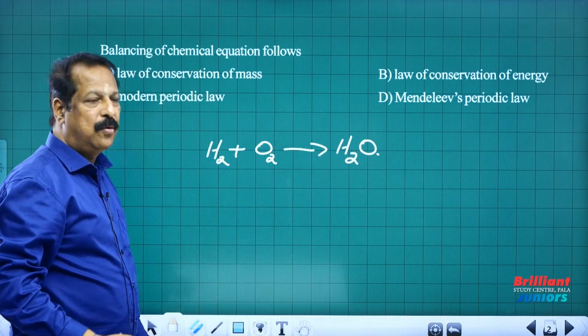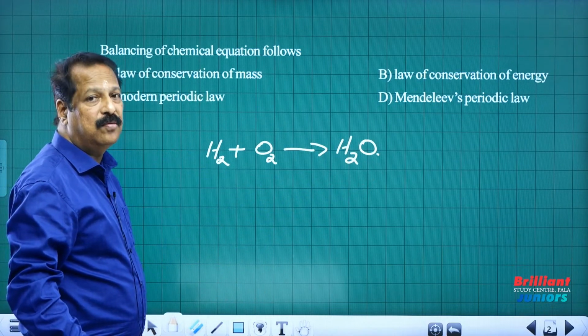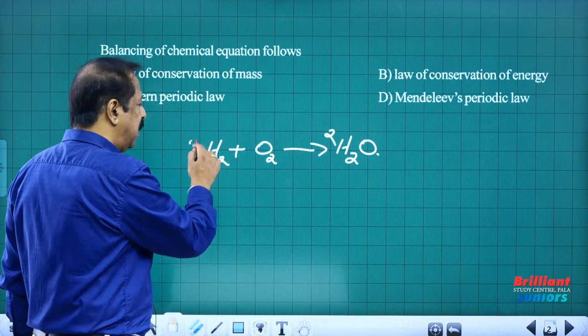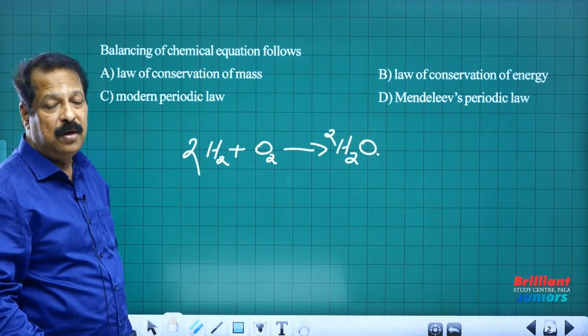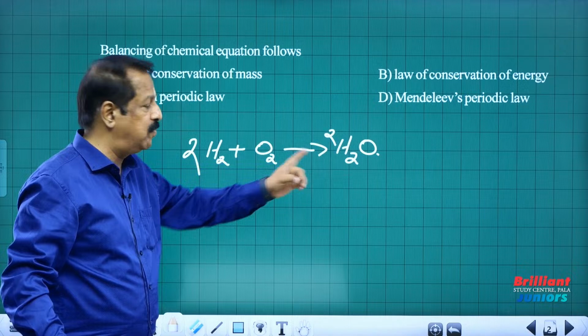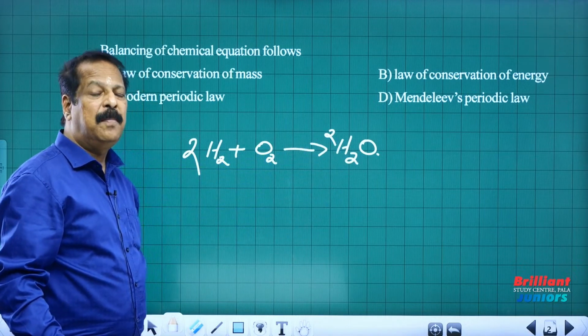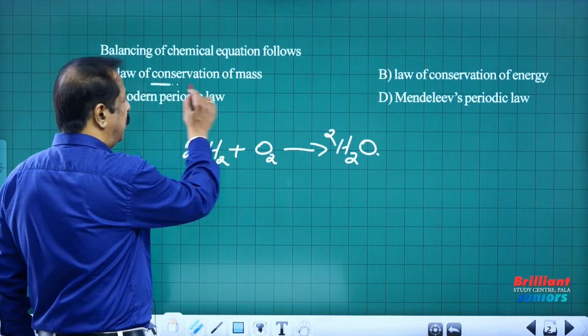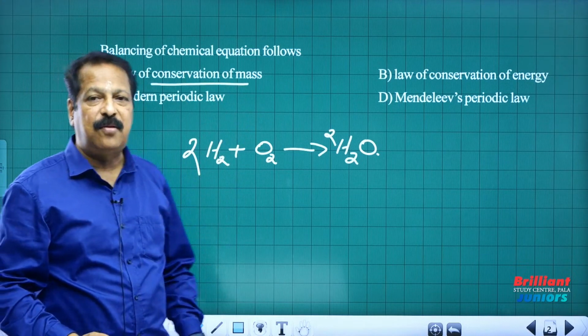So here there are 2 oxygen atoms on one side, and there only 1 oxygen. So here you have to put 2. So now oxygen is balanced, and here hydrogen we have to balance for 2. So this is the equation: 2 into 2, 4 hydrogen, 2 into 2, 4 hydrogen, O2. So the balancing of the equation is based on the law of conservation of mass, the law of conservation of mass or matter.